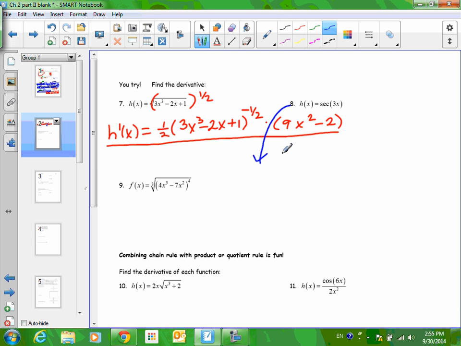Okay, I'm going to work number 8 down here. What's the derivative of secant? Secant tangent. So what we got to do is say secant 3x, tangent 3x, both places. Then times the derivative of 3x, which is 3.